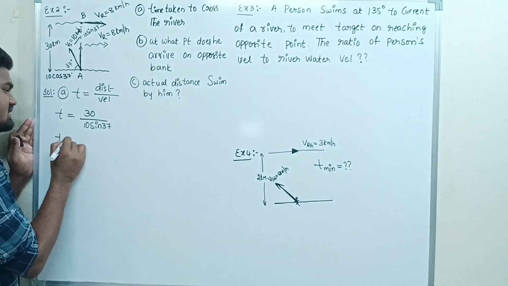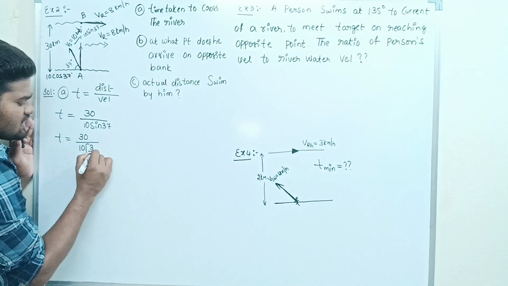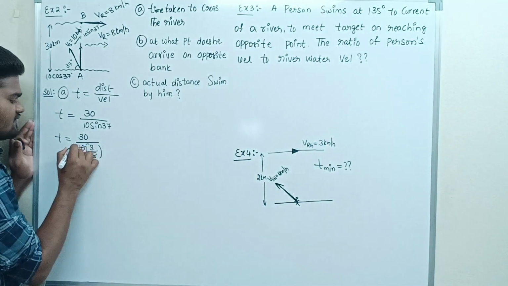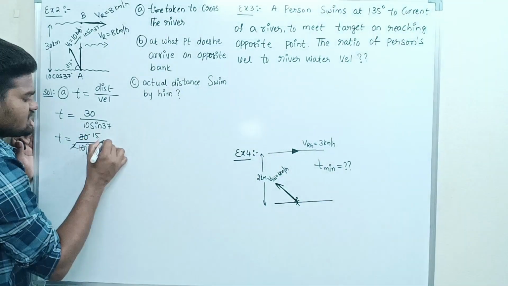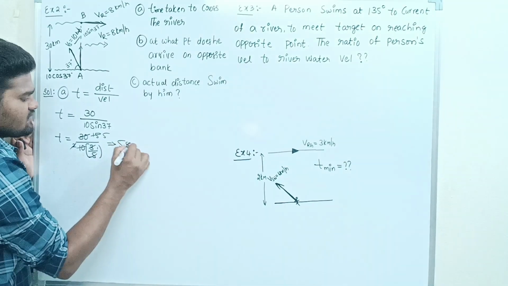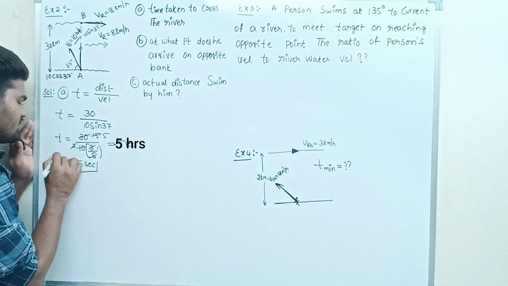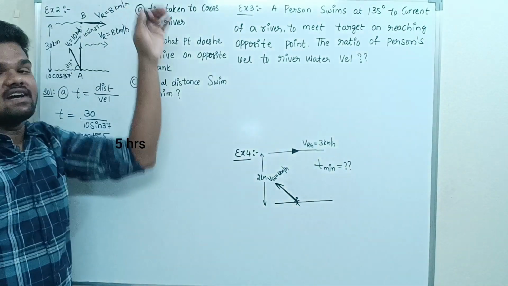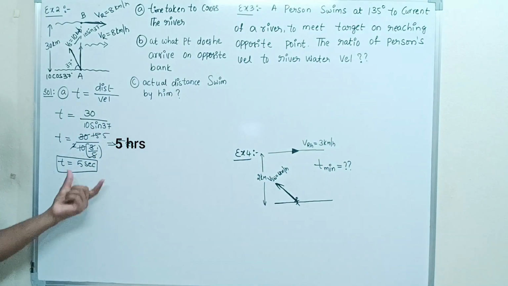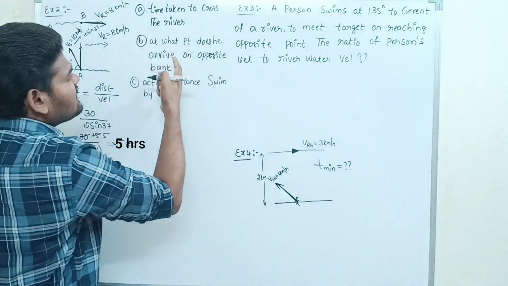Okay. So time t equals distance by 10 sin 37. Sin 37 value is how much? 3 by 5. So 30 divided by 10 times 3 by 5, that is 30 divided by 6. So t equals how much? 5 seconds. So the time taken by the swimmer to reach the other end of the bank of the river is 5 seconds.